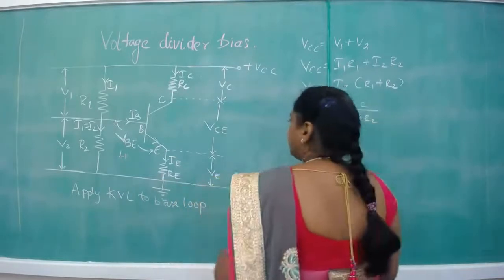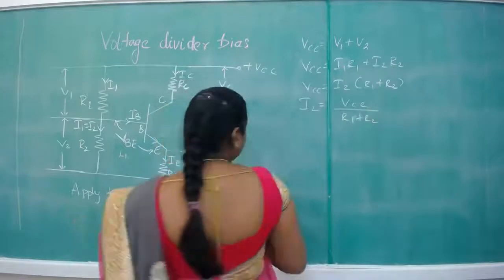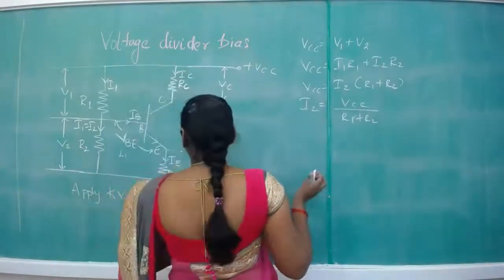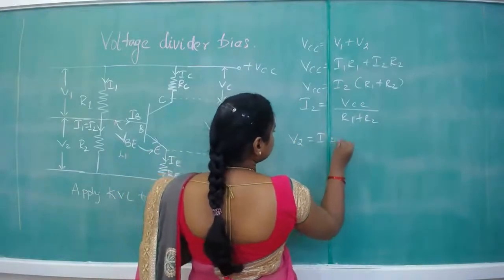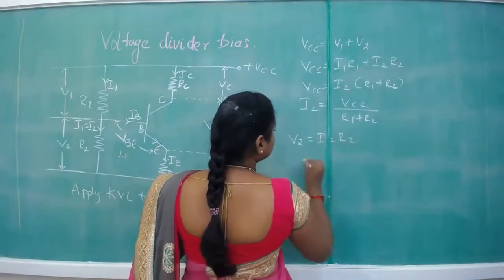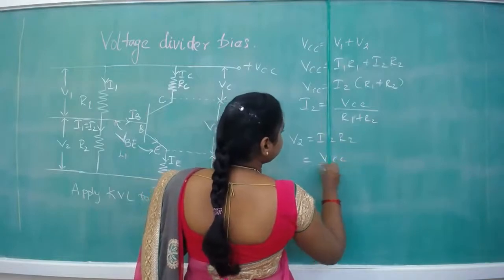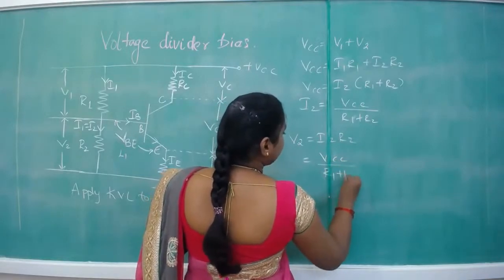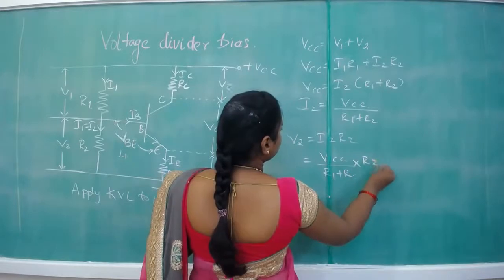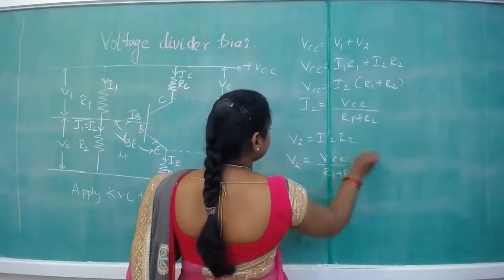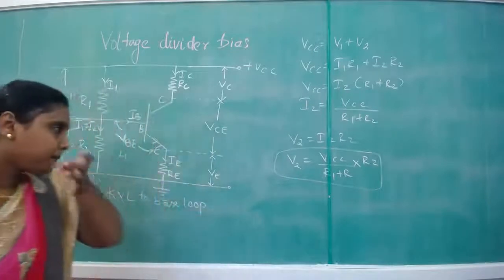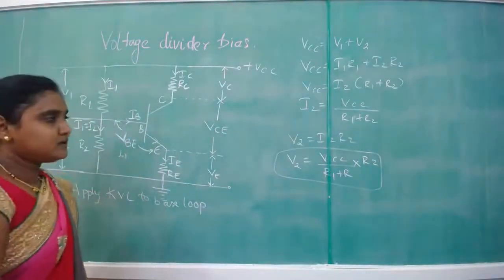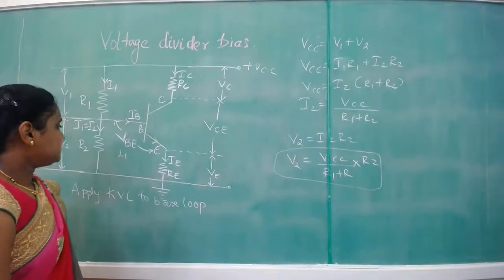This expression you can directly get from the voltage divider rule. Okay, that also I will tell you. So what is V2? V2 is equal to I2 into R2. So VCC by R1 plus R2 into R2. This is nothing but the voltage divider rule. Okay? Nothing but the voltage divider rule. Right?